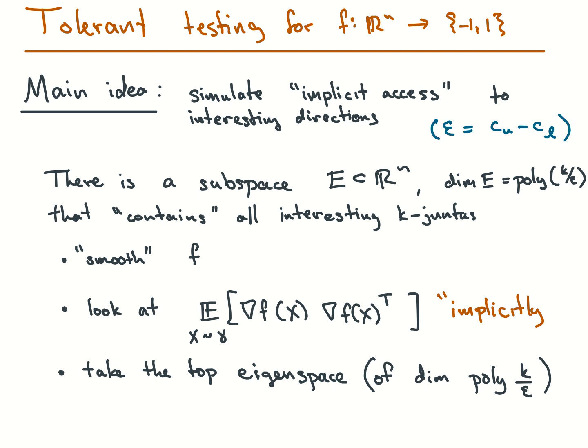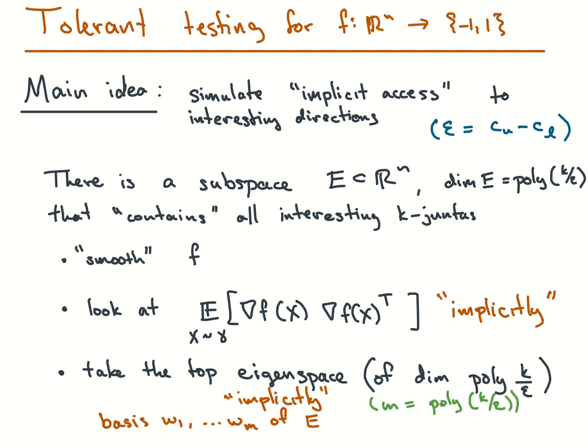So we don't write down the interesting directions, because we can't, but we construct oracles to them, or queries to them. More precisely, there is some orthonormal basis, w1 through wm, of this interesting subspace E, where m, remember, is the dimension of E. We don't write down these vectors, but we do some pre-processing that allows us to query inner products with w_i for some arbitrary v in Rn.